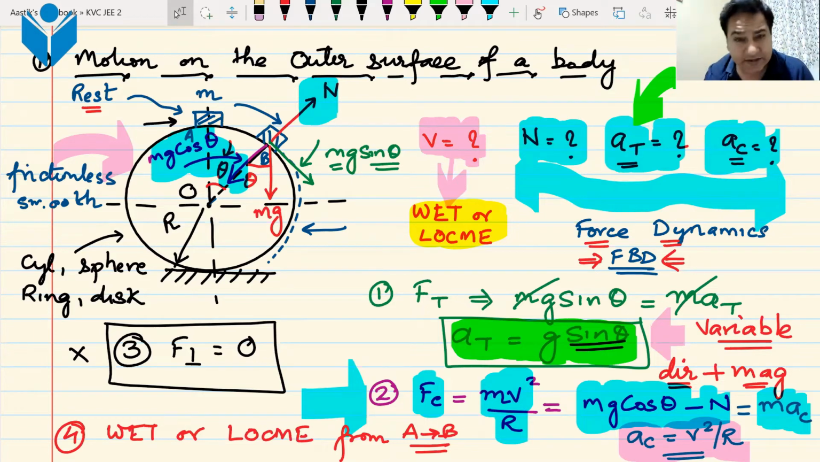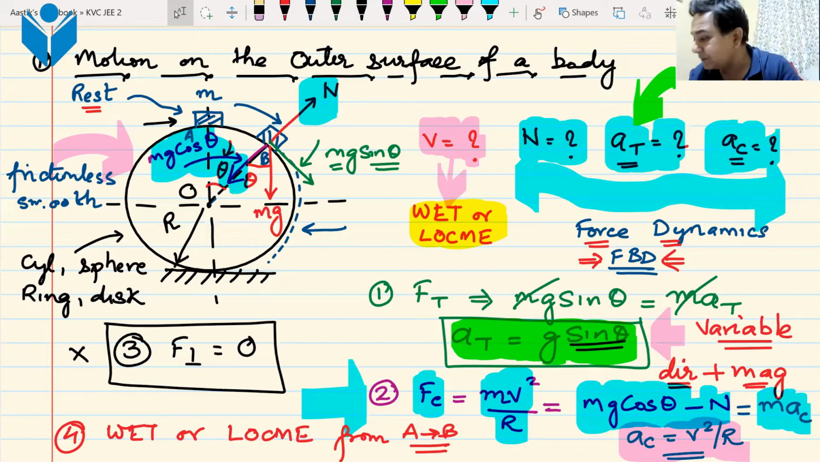And we had seen that if the body is at rest at the top and we give it a very slight push, what are the things that could be asked? Velocity at any given angle, what is the normal reaction, what is the tangential acceleration, and what is the centripetal acceleration. And we derived the formula for all of these.